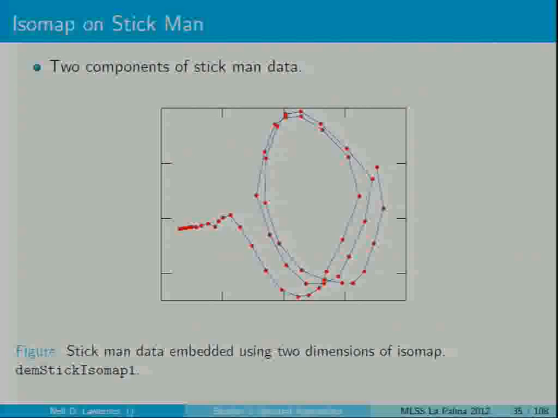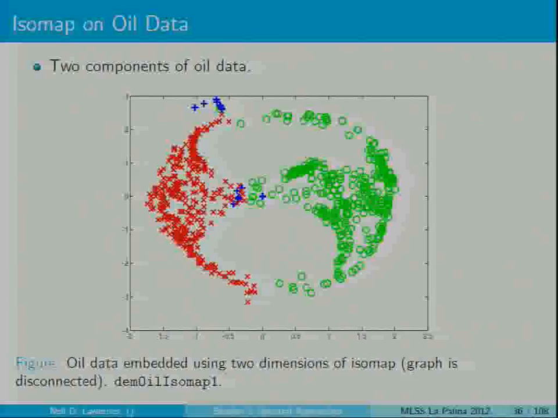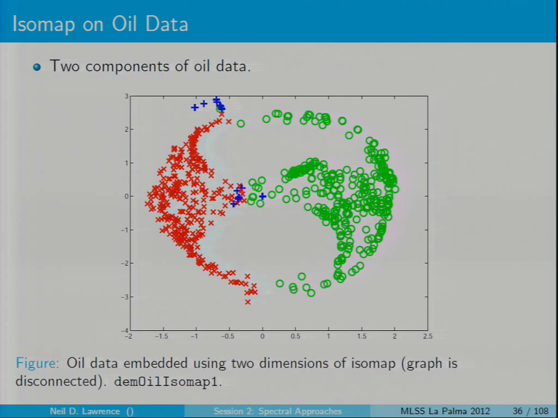This is the oil data. This is a bit of a funny embedding. The graph is disconnected, actually, on this, so some of the blue points are missing. And this is a problem. When you do your neighborhood graph, you connect all the points together. If some don't actually connect with the points that you've been connecting, they live on a separate graph. How do you plug them back together? Yeah. So if you're doing k-nearest neighbors, it doesn't guarantee a fully connected graph.